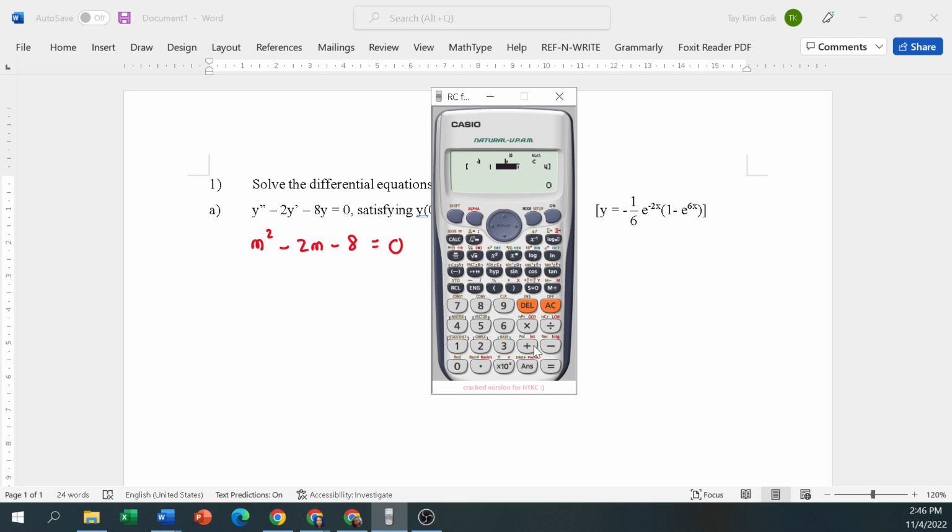1, negative 2, negative 8. So you have the first, okay, the first root is 4, second root is negative 2.